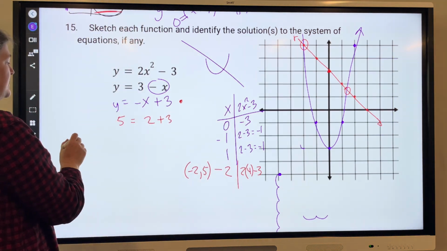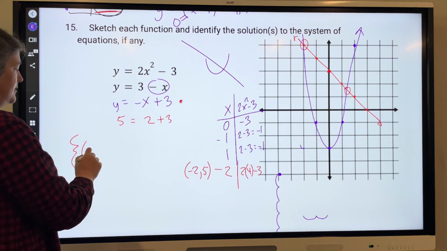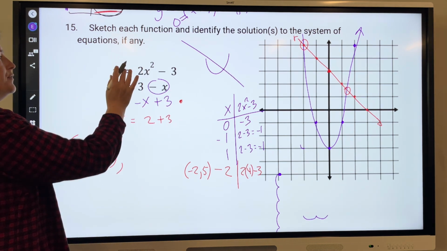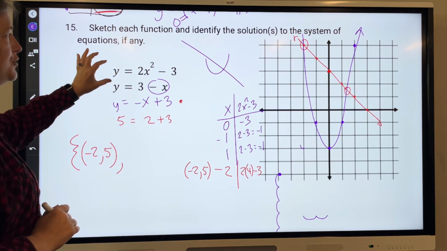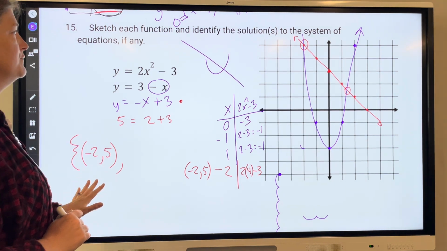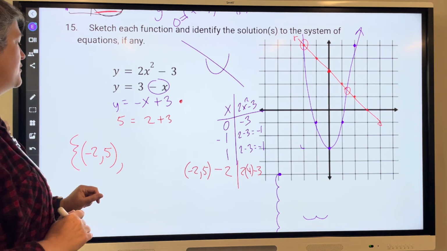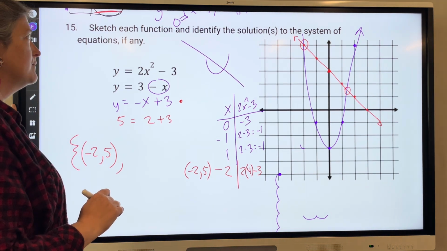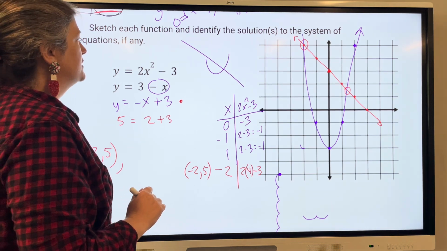Now the solution set is points. -2, 5 are the xy pair that will make both equations true. When there's 2 variables, my solution set gives both variables because they are the points where they cross. So I need both variables. So the system of equations.